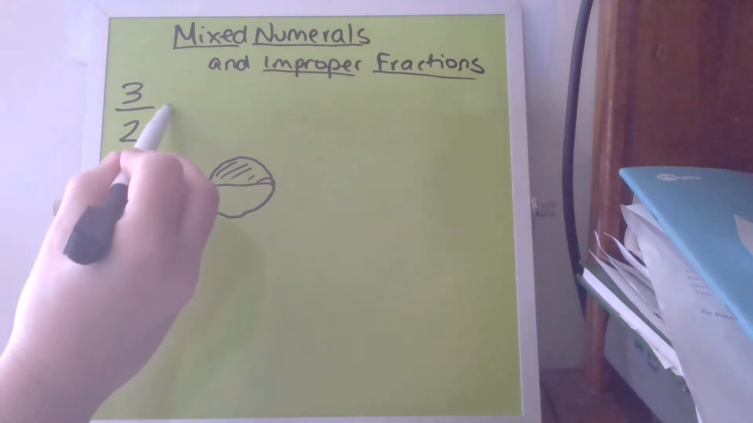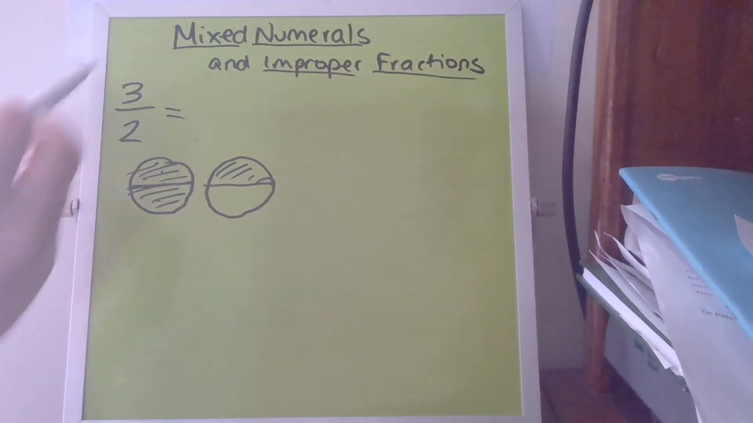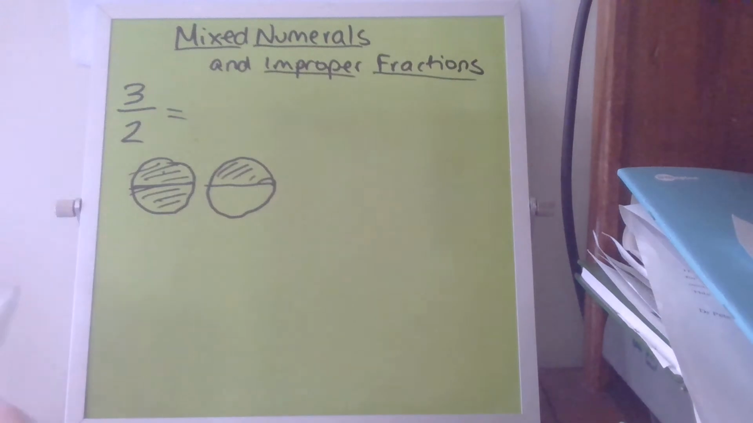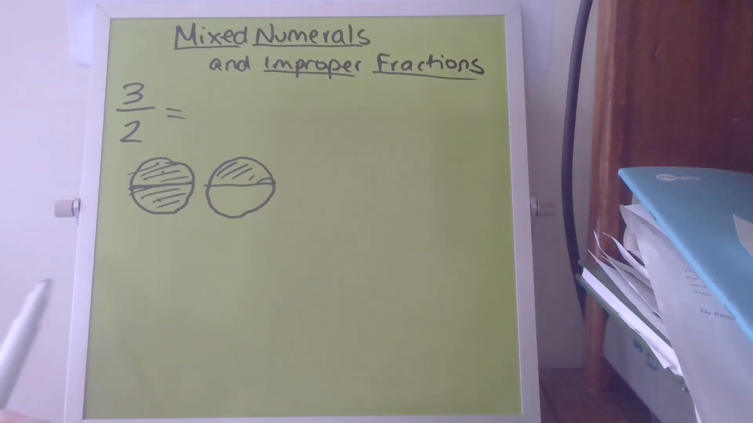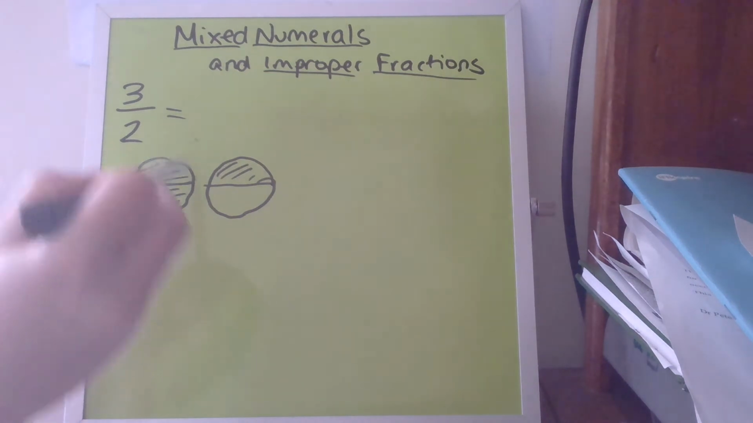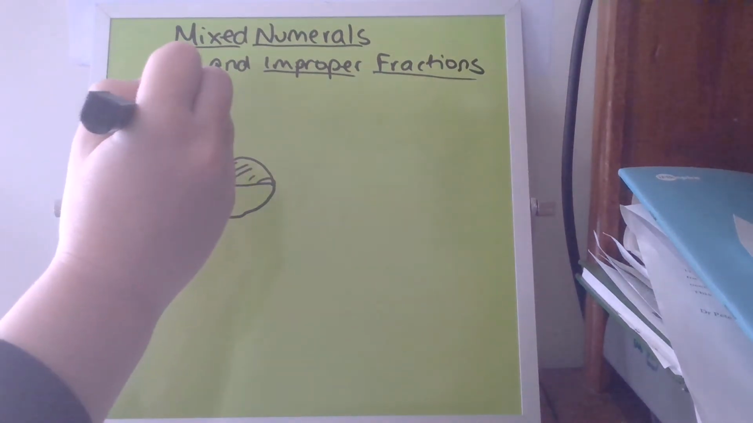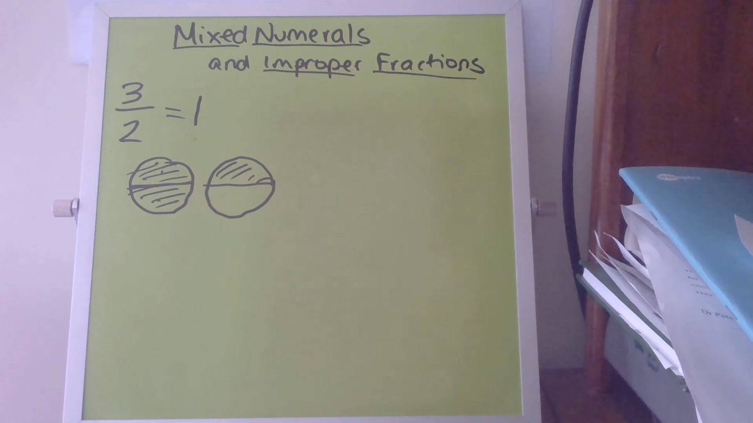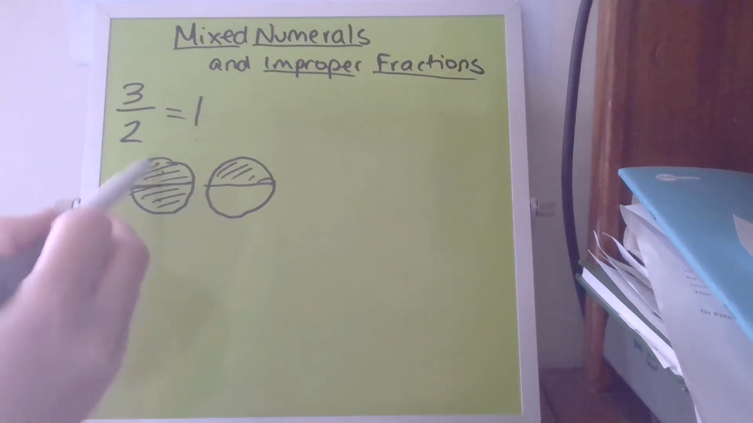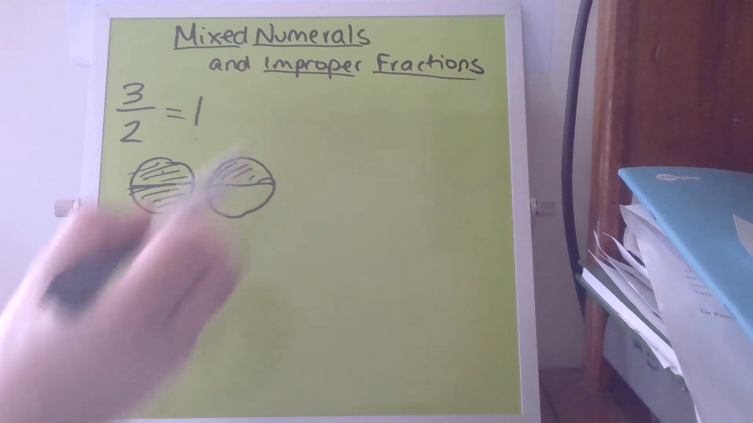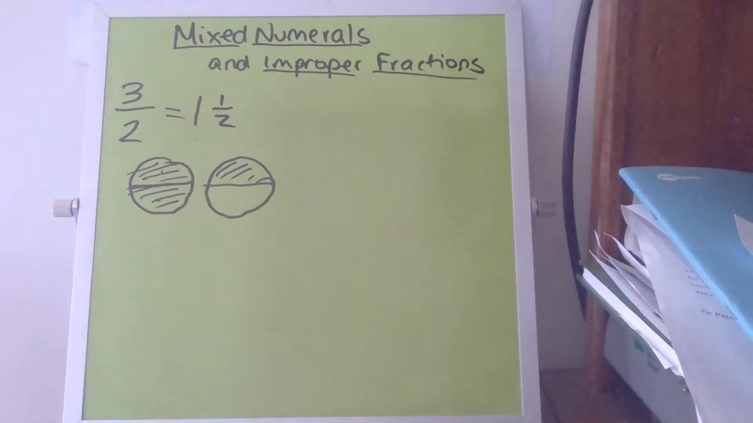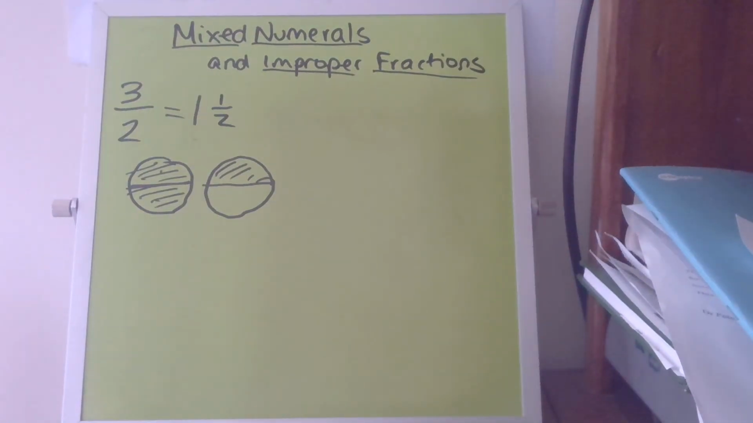So another way I can write that: this here is an improper fraction, but I can write that as a mixed numeral. A mixed numeral shows us how many wholes we have. So in this case, we have 1 full whole shaded in, and then how many leftover parts there are. In this case, we have 1 whole plus 1 half. So 1½ is the mixed numeral, and 3/2 is our improper fraction.